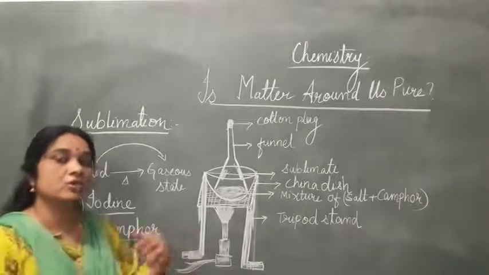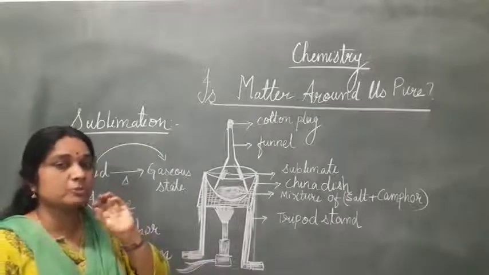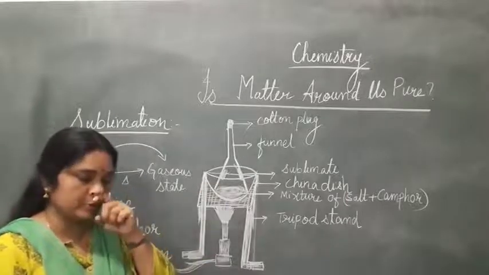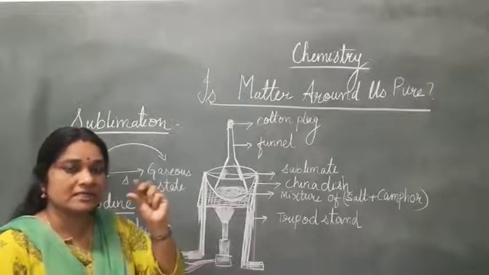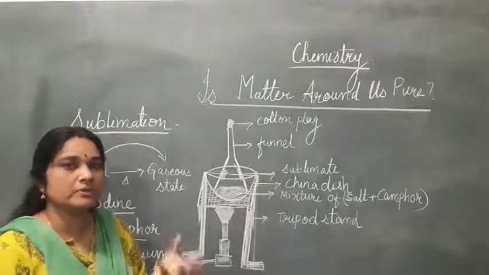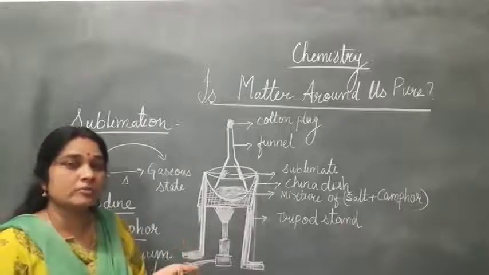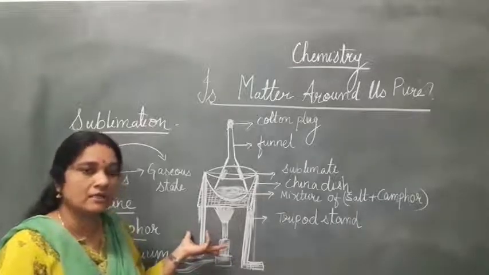There are certain organic compounds which are also sublimable. Like the mothballs you must have seen, used to keep away moths and pests in the house. Naphthalene balls are used for that. Naphthalene is an organic compound, and it is sublimable. Another compound is known as anthracene. Anthracene is also a sublimable organic compound.